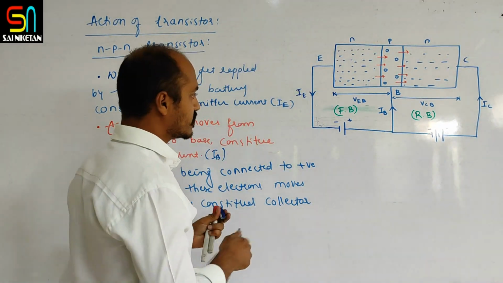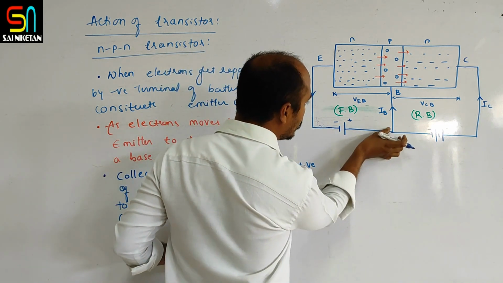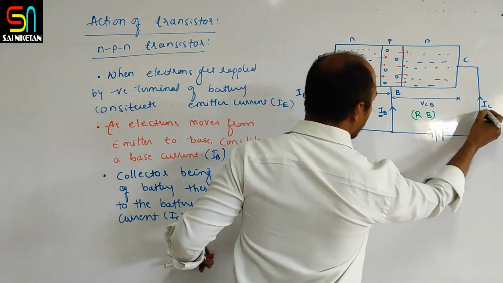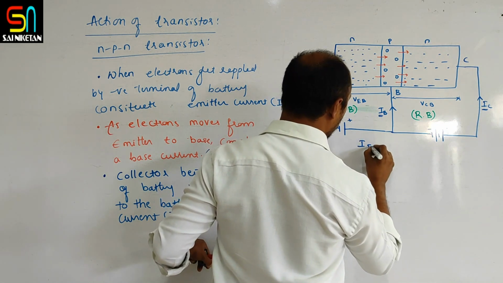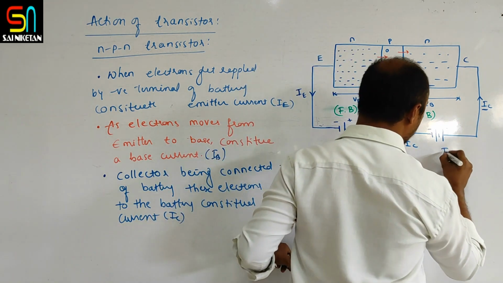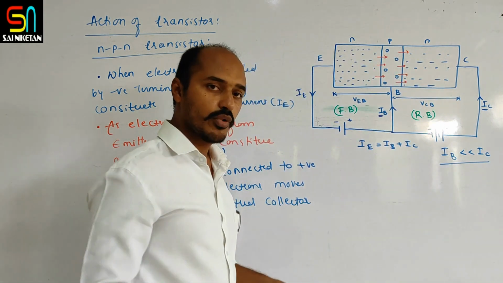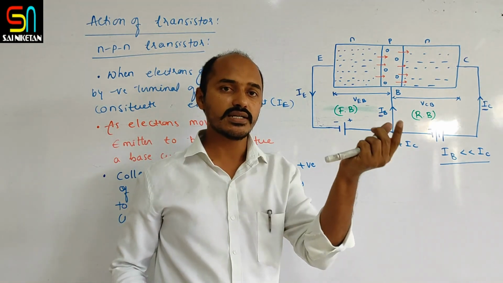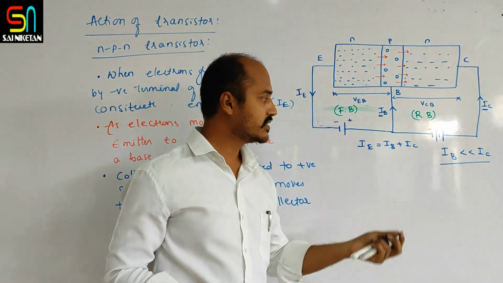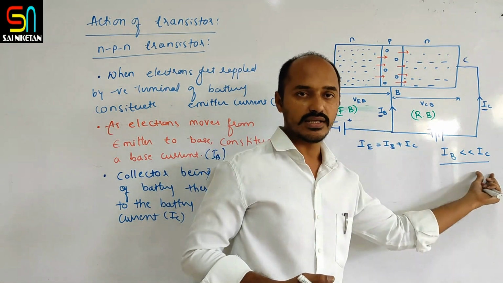And at this junction you can write, IE is coming towards here, and it gets divided into two currents. The emitter current is divided into two currents, that is IB and IC. So I can write IE equals IB plus IC. You should always remember the base current is very small compared to the collector current. Why? Because here the number of charge carriers is very few. The doping is very low, hence the current for the base is very small.